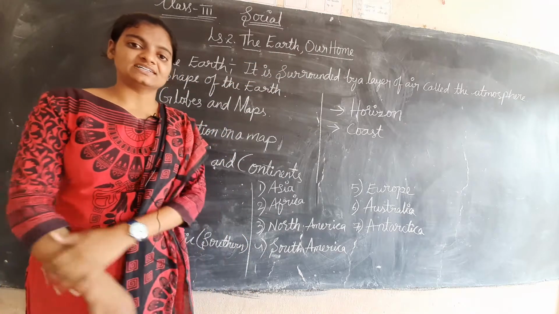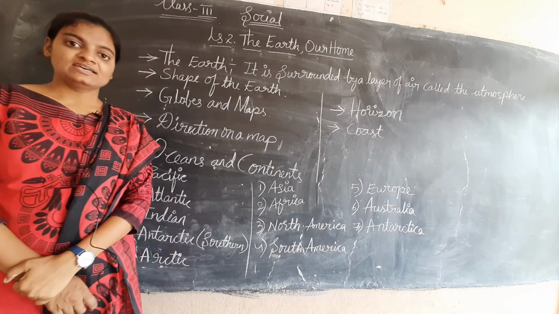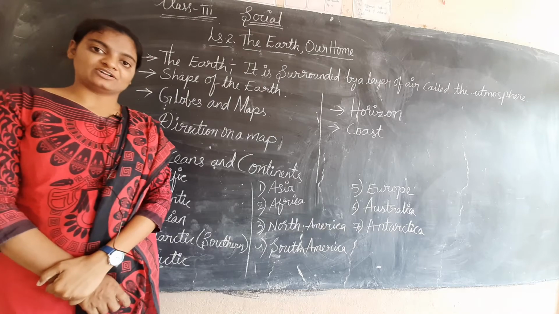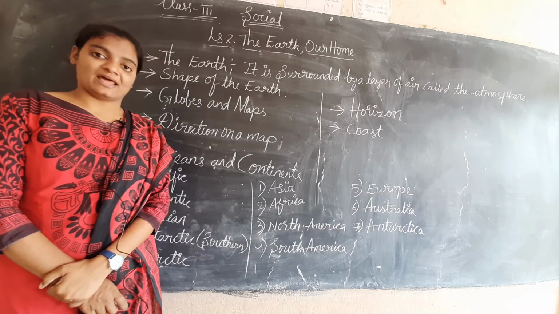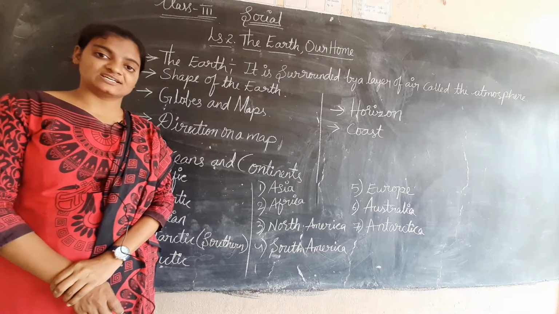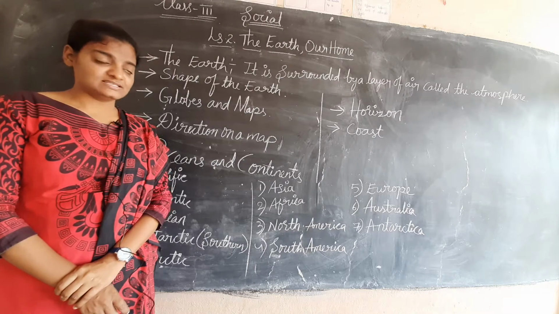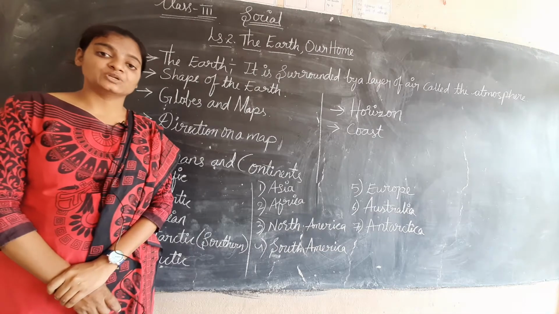So what is the earth, children? Earth is a planet. It is one of the planets in the solar system. It stands in the third place. We have 8 planets in the solar system. In that, earth is one of the planets which is near to the sun. Earth is a unique planet.